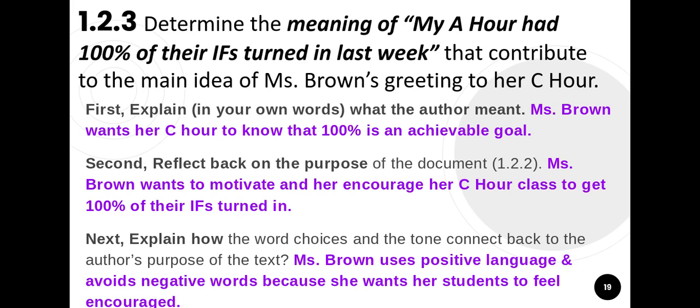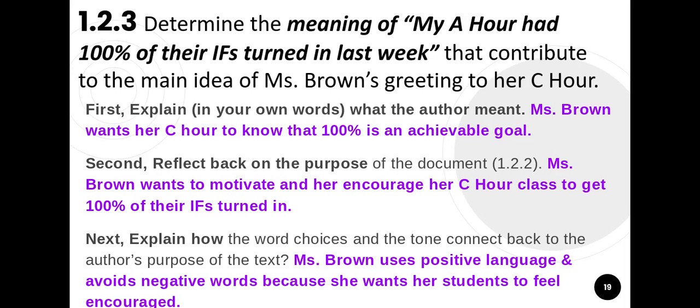The second thing I am going to do is reflect back on the purpose. Oh yeah, what was the purpose? She's greeting her C hour. It's early in the school year. The purpose that I identified is that Ms. Brown wants to motivate and encourage her C hour class to get 100% of their IFs turned in.